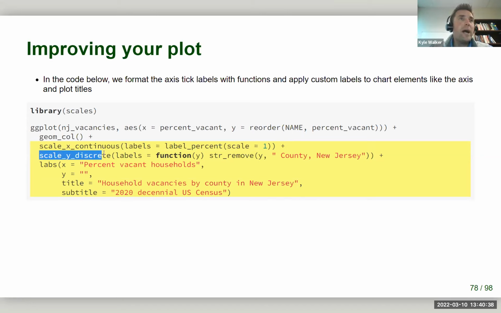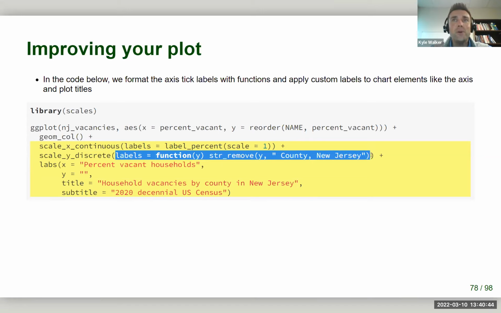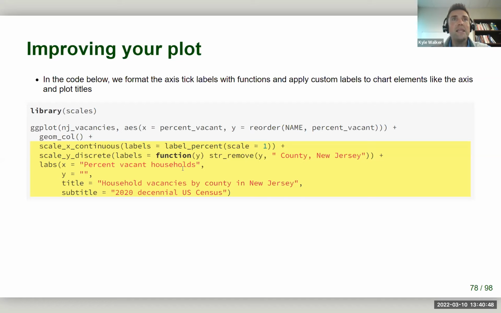I use scale_y_discrete, which is used for categorical axes, and I use some special new code that is a little bit more advanced, where I specify a custom labeling function. And we're not going to get into the weeds of learning about writing your own functions in this workshop. That's a touch more advanced. But what this is meant to show you is that you can label your axes in any custom way that you want.